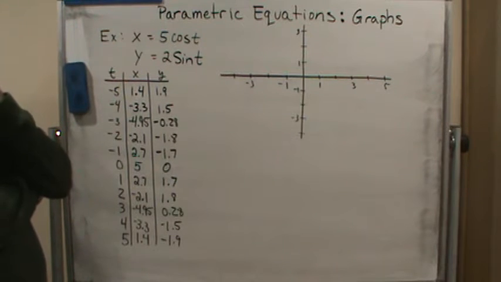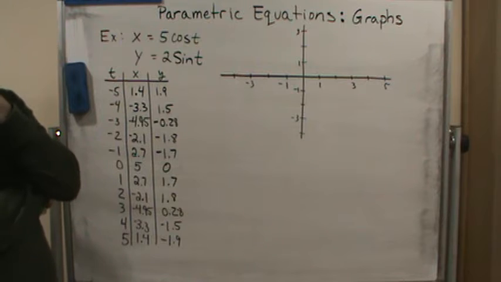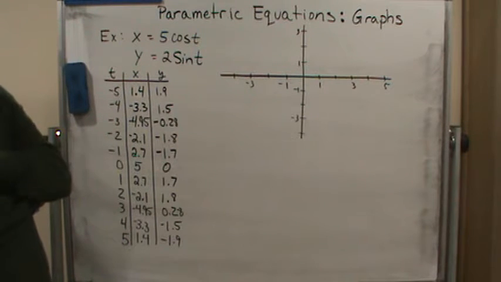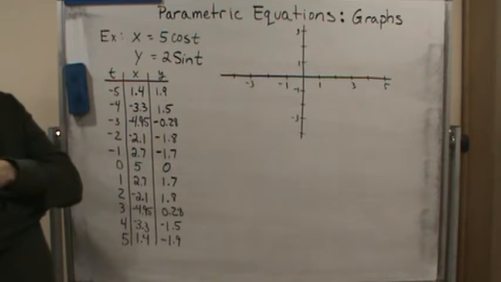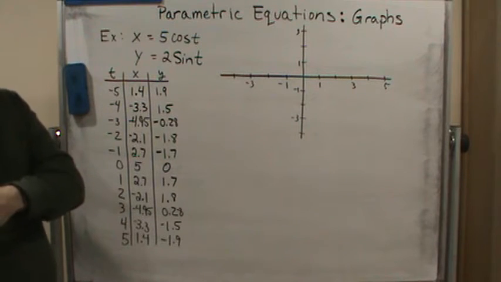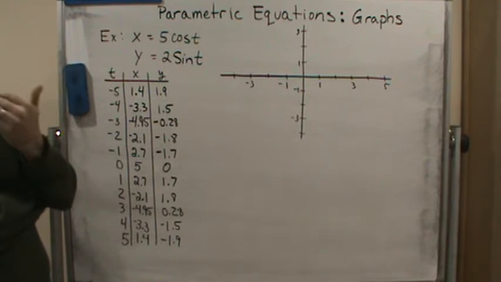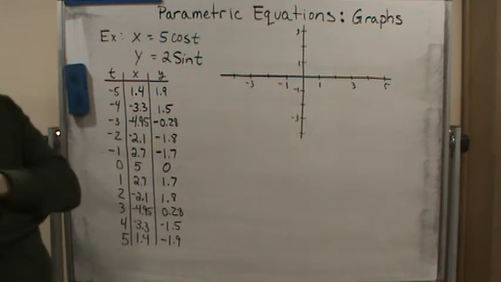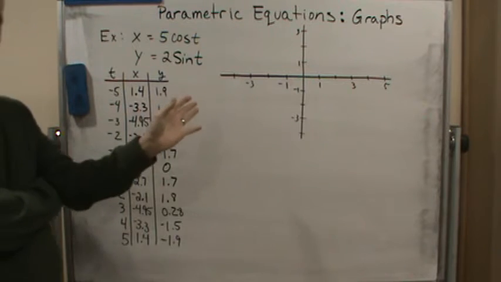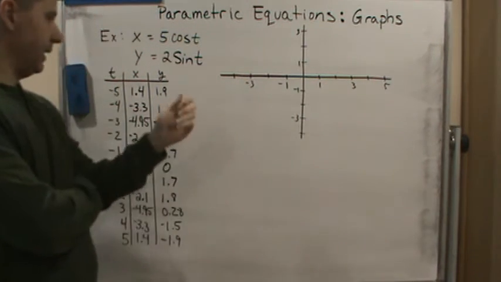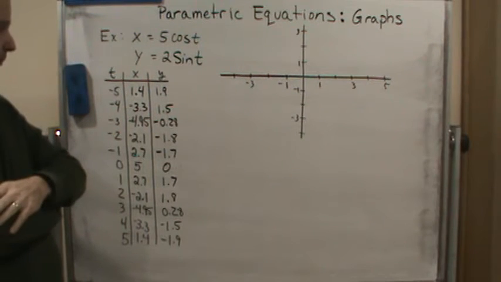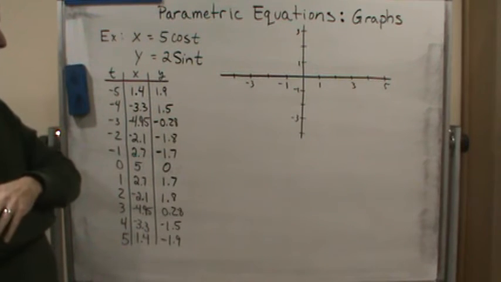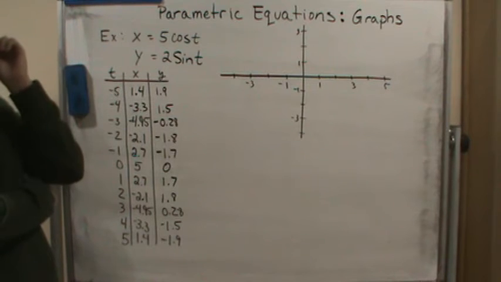Now, what they also want us to do is graph it using the rectangular equation, right? Graph it on the Cartesian plane and then compare the two graphs. I'm going to say right now that you're going to get the exact same graph on either one. The only difference is we're going to have directional arrows when we graph it using parametric equations.